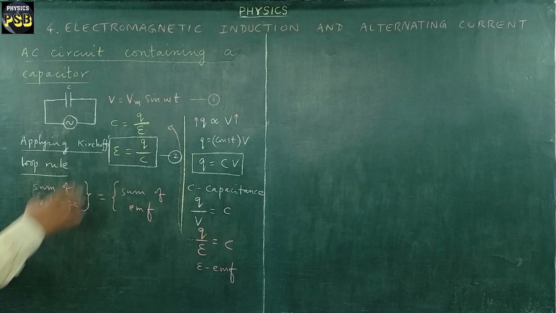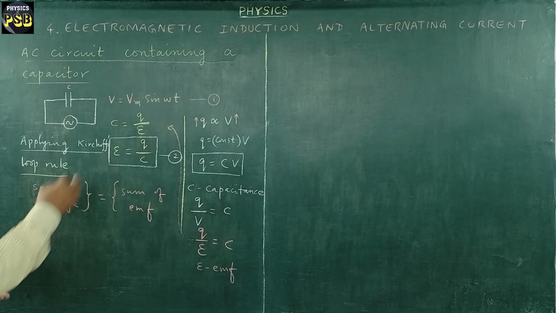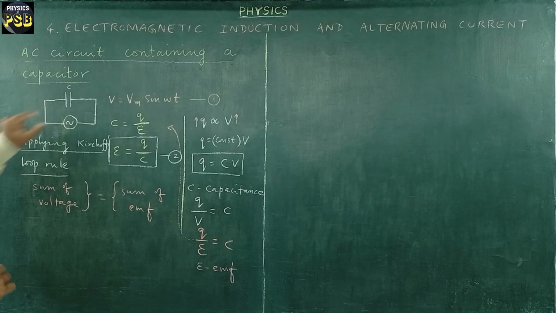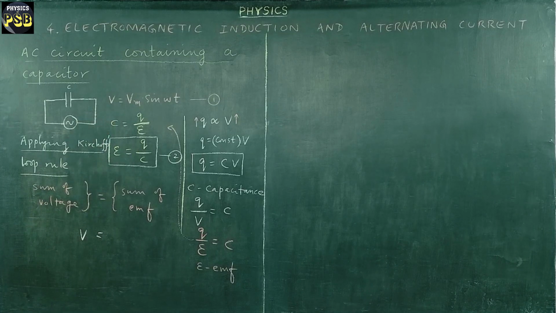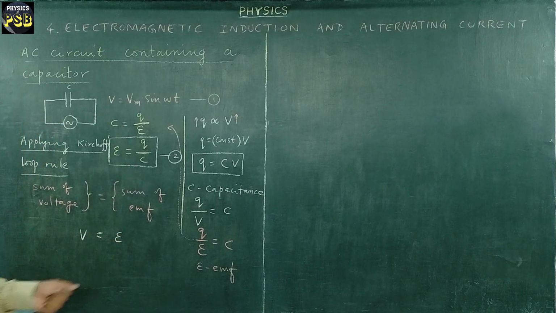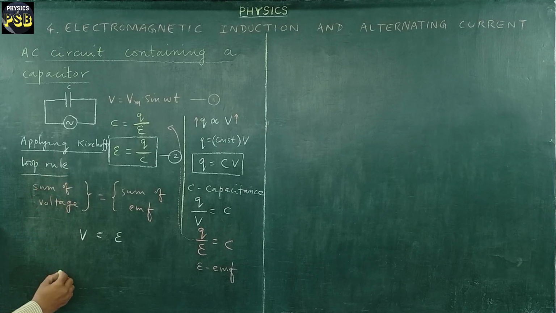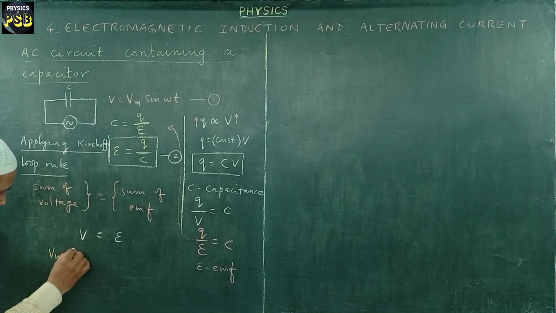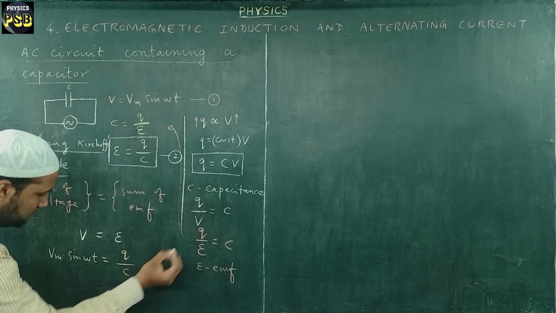So if you look at this, now I'm going to substitute the value of voltage. In our circuit, the total voltage is given by the letter V, which is represented by equation number 1, and EMF is represented by equation number 2. Here I have equated these two. Now I'm going to substitute the values of V and epsilon. What's the value of V? V is nothing but Vm sin omega t, and epsilon is Q upon C.